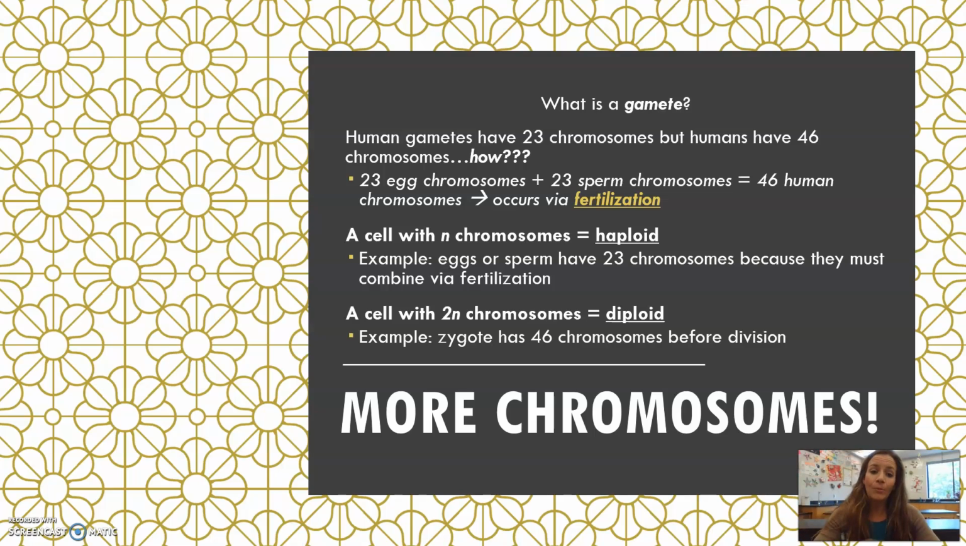So as I said, haploid and diploid. Think haploid or half, which is n number of chromosomes. So eggs and sperm cells are haploid. Whereas body cells, or like a zygote, which is a fertilized egg, those are diploid because they have the full number of body cells.